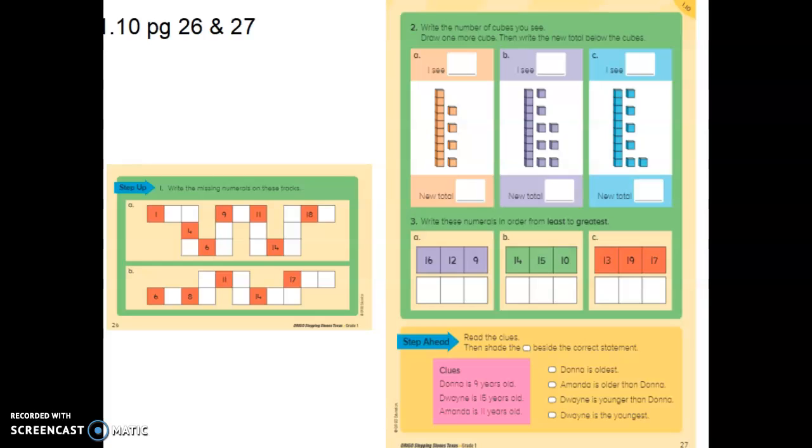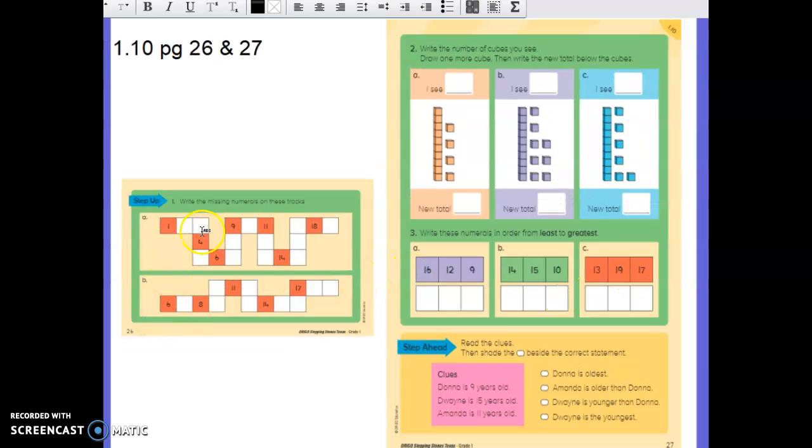So let's look at number 1A. It says, write the missing numerals on these tracks. I'm not going to do all of these with you because you know how to do these. But I just want to do a couple. A, 1, 2, 3, 4, and then you just keep going. You fill in all the missing numbers. Now B, look, it starts at number 6. So we're not starting with 1, we're starting with 6. So make sure you pay attention.